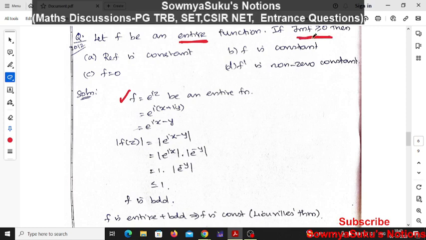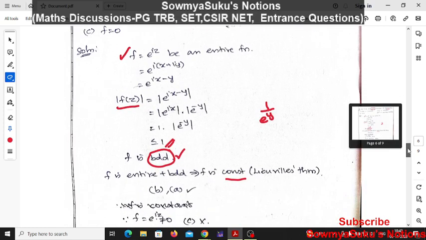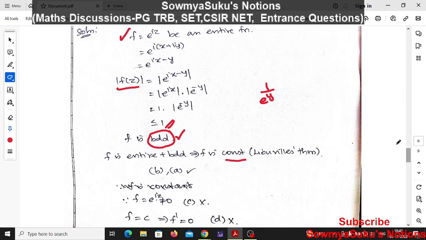Here we have imaginary of f is greater than or equal to 0. So modulus is 1 into e power minus y, which is 1 divided by e power y. By taking all the values, this will be less than or equal to 1. So we can say the modulus value is less than or equal to 1, which gives f is a bounded function. Already in the question we have f is an entire function. Now we have bounded. So entire plus bounded gives a constant function. That is Liouville's theorem: if f is entire and bounded, then f is constant.